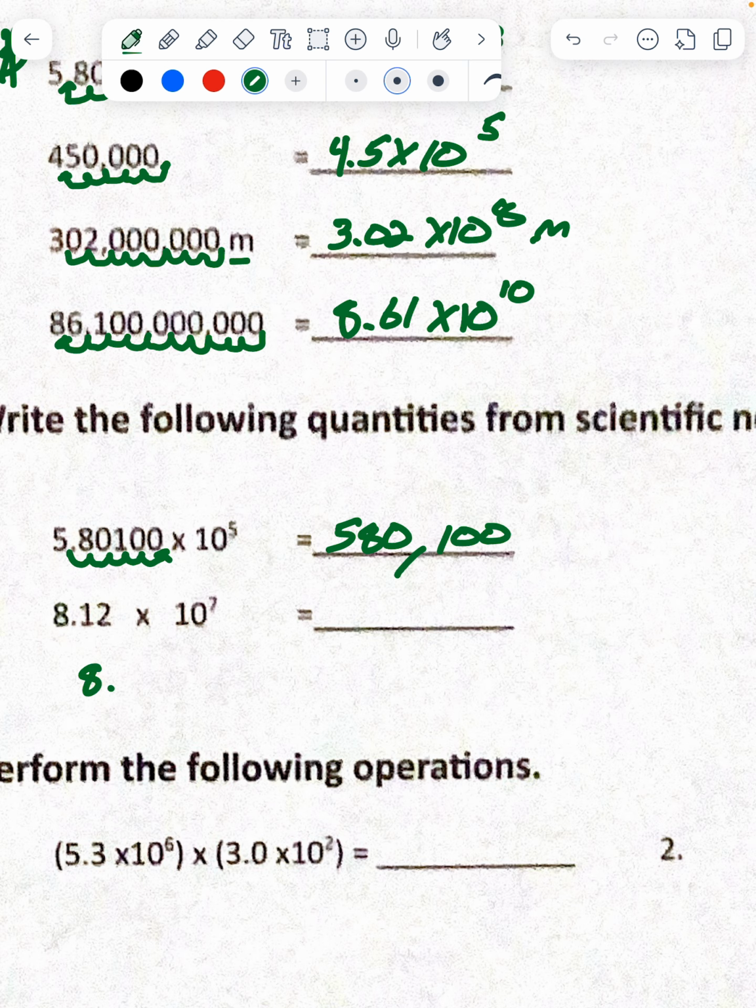I'm going to write that right here so I've got more room. I'm going to go to the right since it's positive: 1, 2, 3, 4, 5, 6, 7, and you're just going to fill in zeros wherever there's a blank. So that's going to give me 81,200,000.